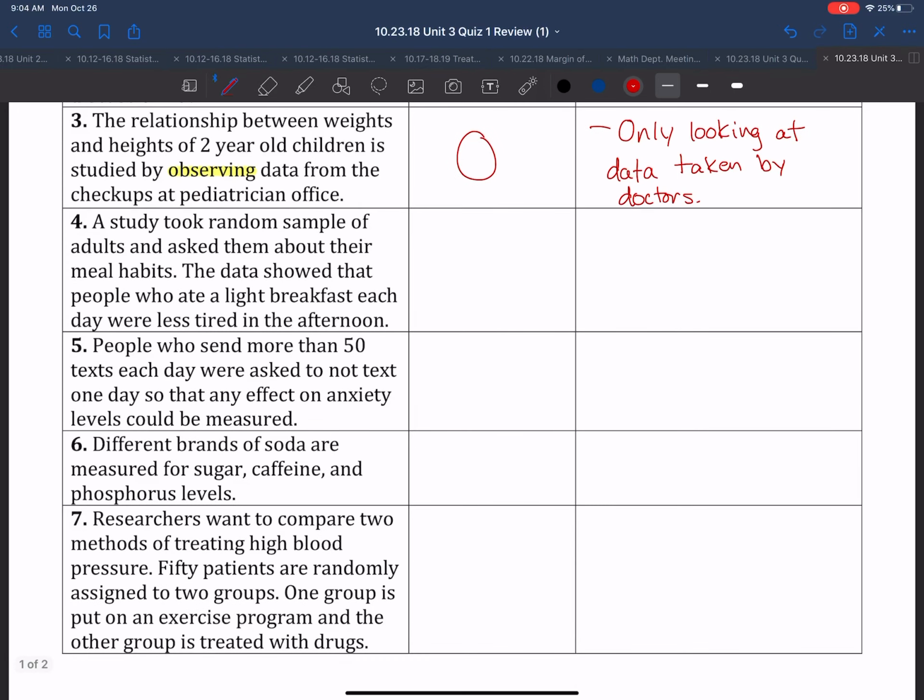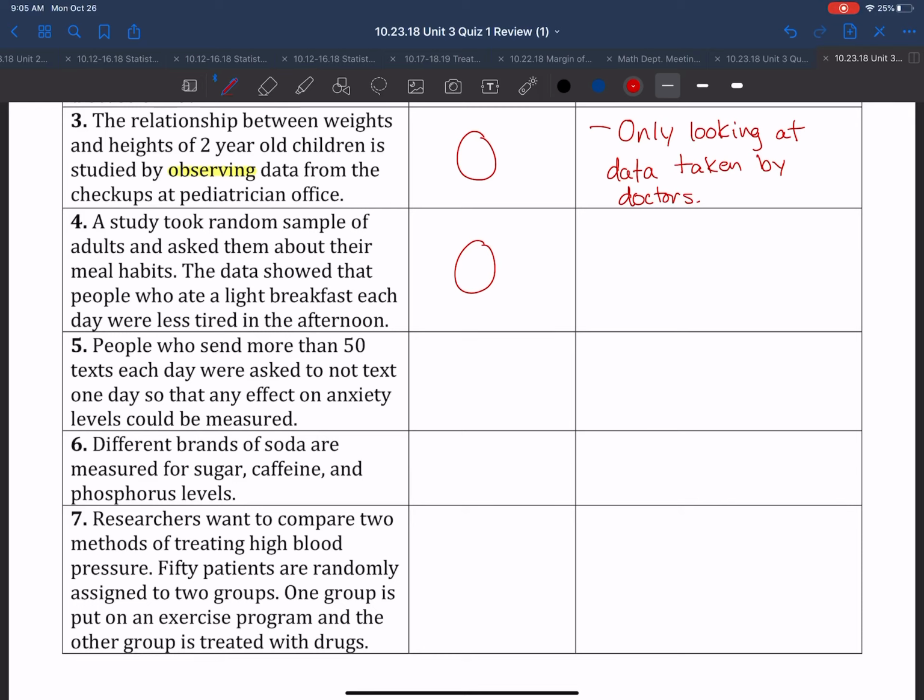Number 4, a study took a random sample of adults and asked them about their meal habits. The data showed that people who ate a light breakfast each day were less tired in the afternoon. So you always got to ask yourself, are they breaking them into groups? Are they telling them, okay, you come over here and eat a light breakfast, you come over here and eat a heavy breakfast? In this study, they're not doing that. They're just taking data of who is eating light breakfast, who is not, and then what are the results in the afternoon. So this one as well is going to be observational.